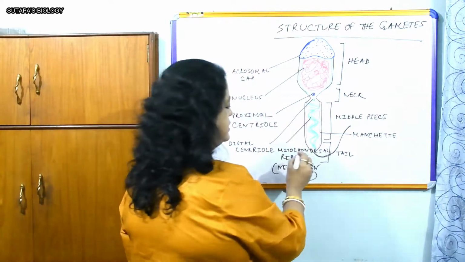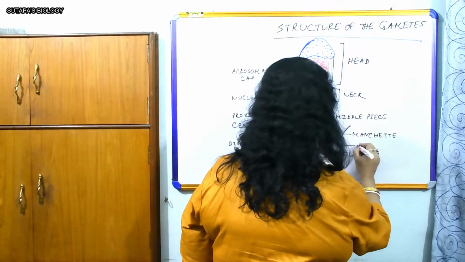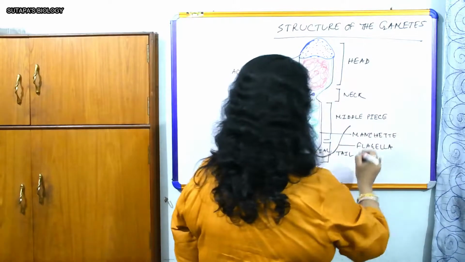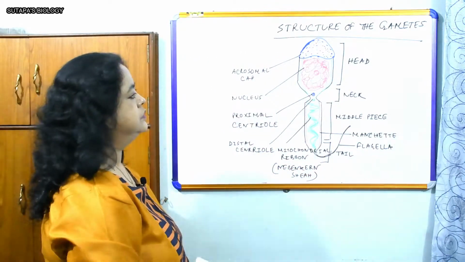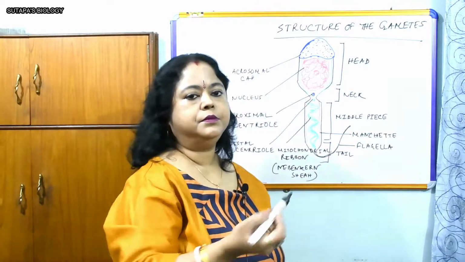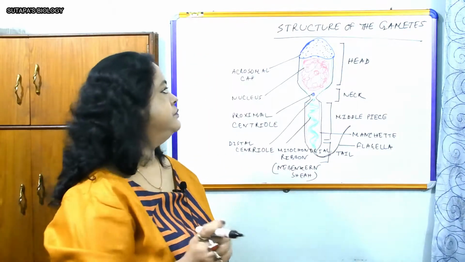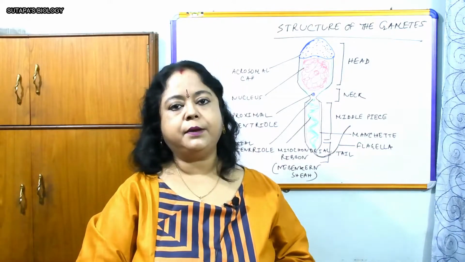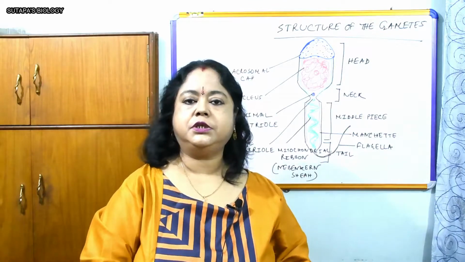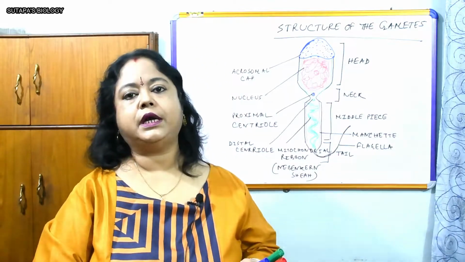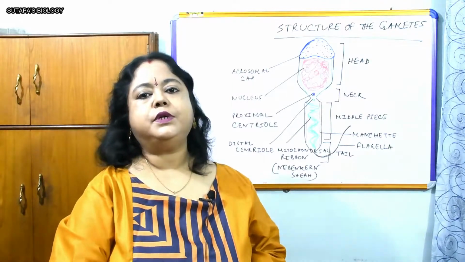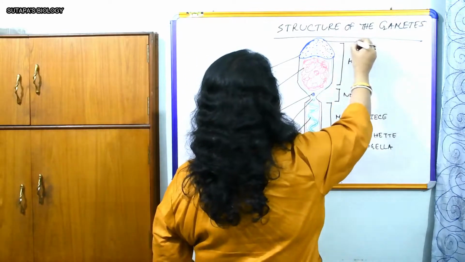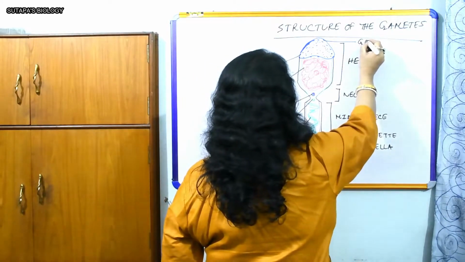So after that, in the tail part, this is the flagella. So this is about the total structure, and about the different functions of the different parts. The head is the main part, which is provided with the acrosomal cap, and the anterior part of the acrosomal cap has the main function, and that's known as galea capitis.